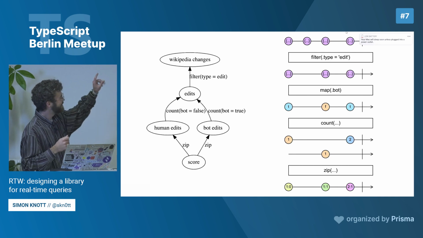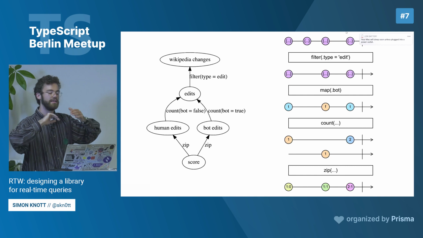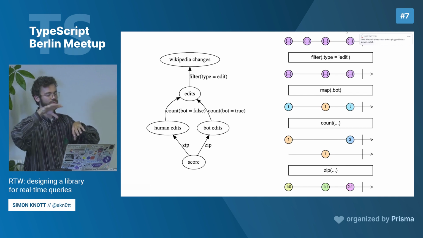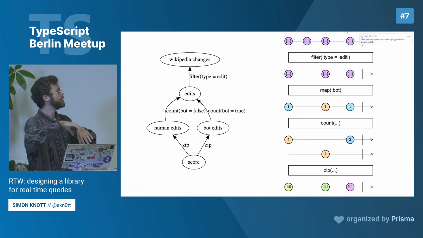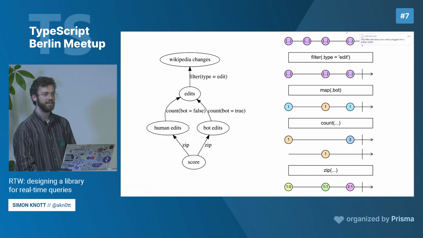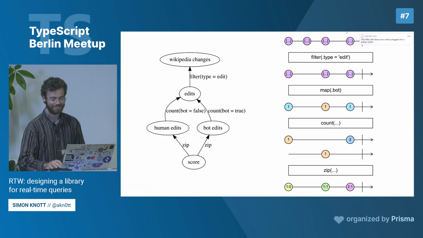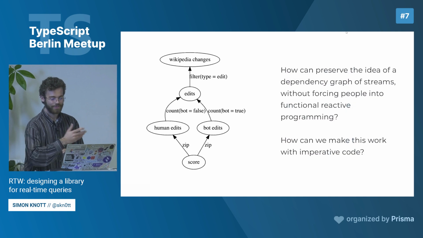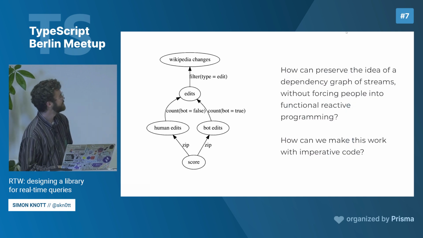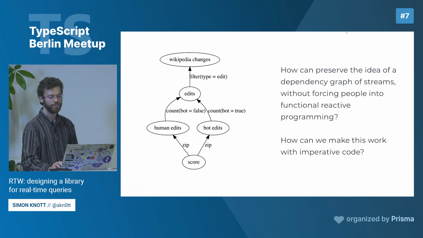And the idea was, how can we take real-time data with a dependency graph, and similar to how React abstracts away the functional programming stuff, how can we create an imperative API for this? I'm not saying that's a good thing. I'm just saying we're exploring it. Okay, cool. So again, how can we preserve the idea of the dependency graph without forcing people into functional programming? How can we make it work with imperative code?